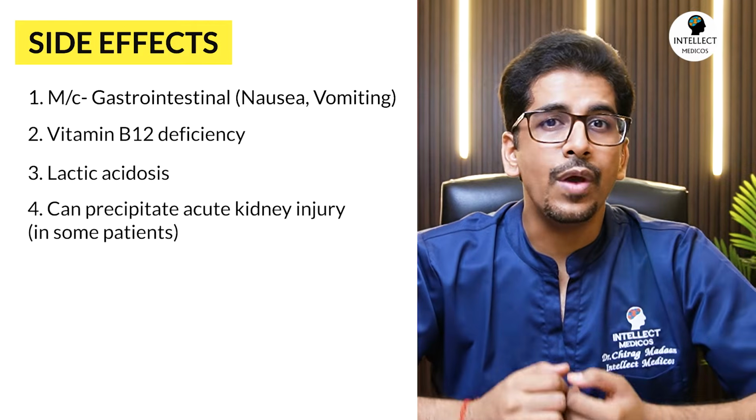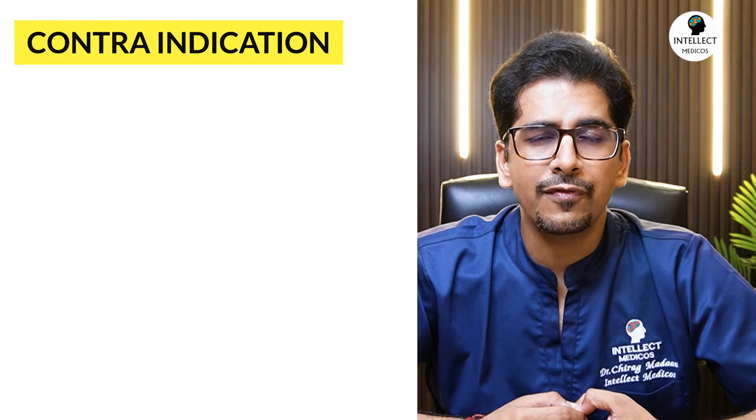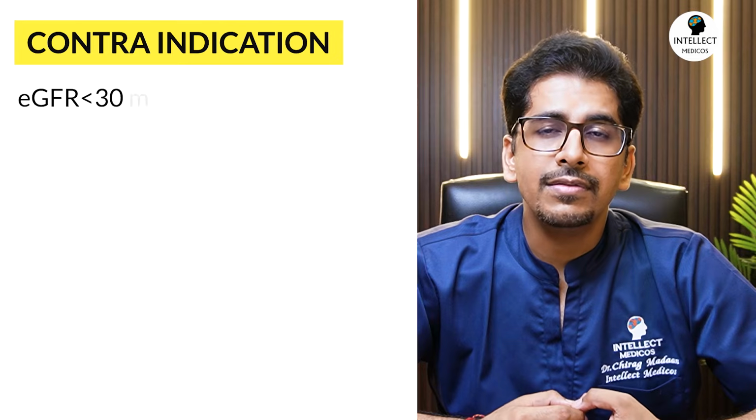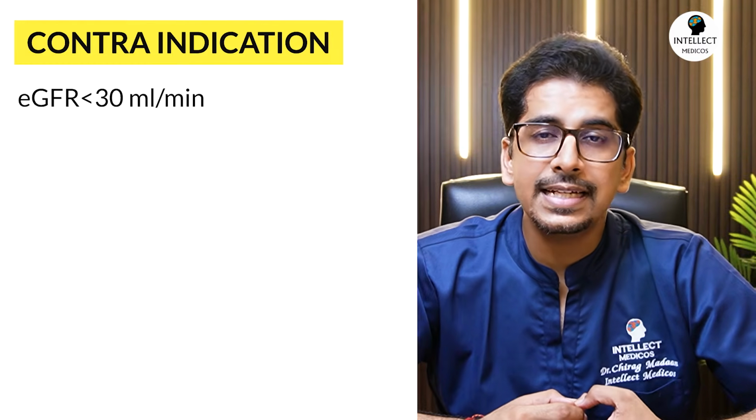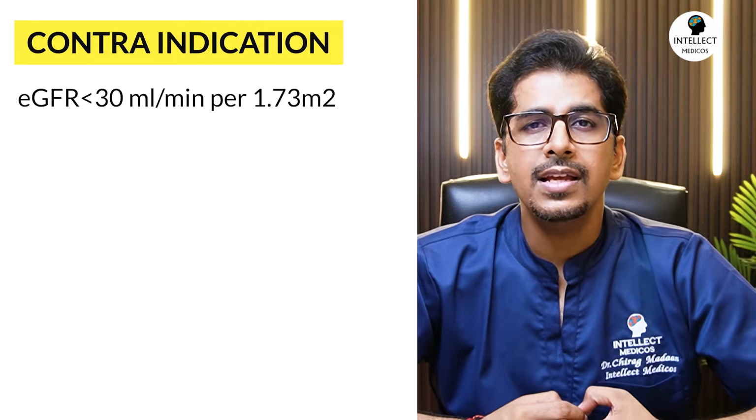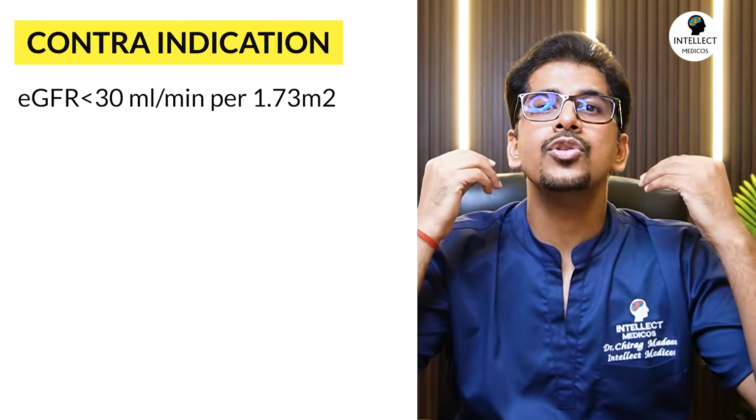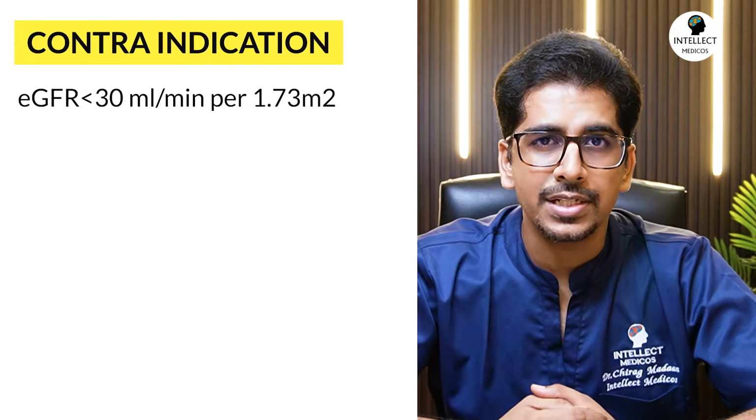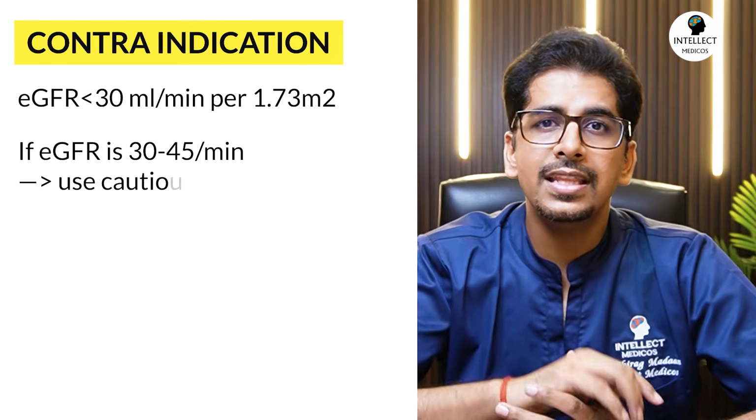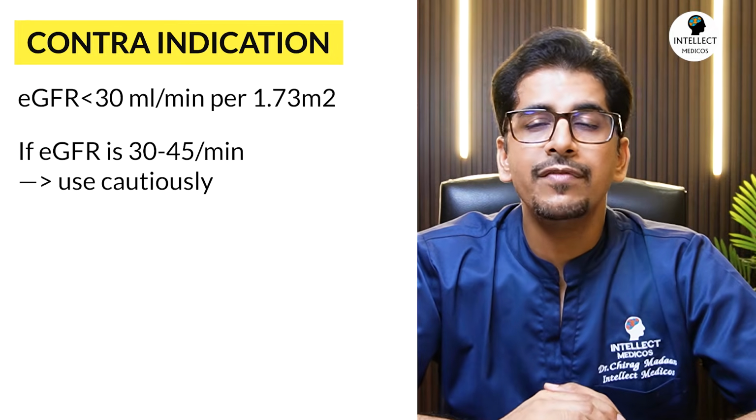And if we talk about when not to use, or what the contraindication of metformin is, the only contraindication is an eGFR less than 30 ml per minute per 1.73 meter square, right? If the eGFR is less than 30, you should not use it. That is a contraindication. Whereas if eGFR is between 30 to 45, then you need to use metformin with caution. So this is all about metformin or the biguanides.